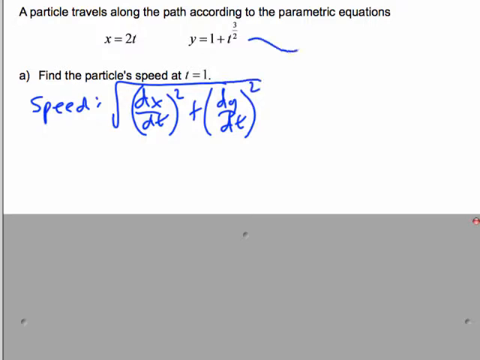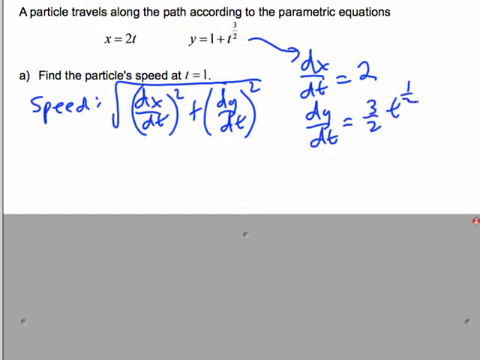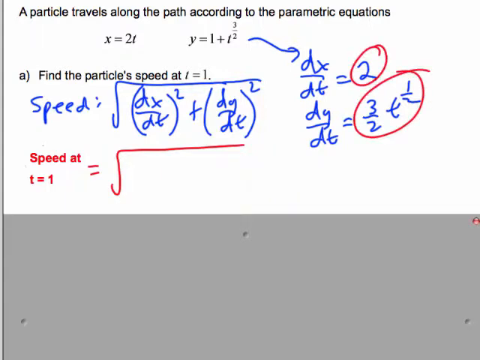So we need the derivatives of x with respect to t, which would be 2, and y with respect to t, which would be this. And so since we want the speed at 1, we're going to plug 1 into our derivatives, square them, and take the square root. So the second one would be 3 over 2, and you can work that out.